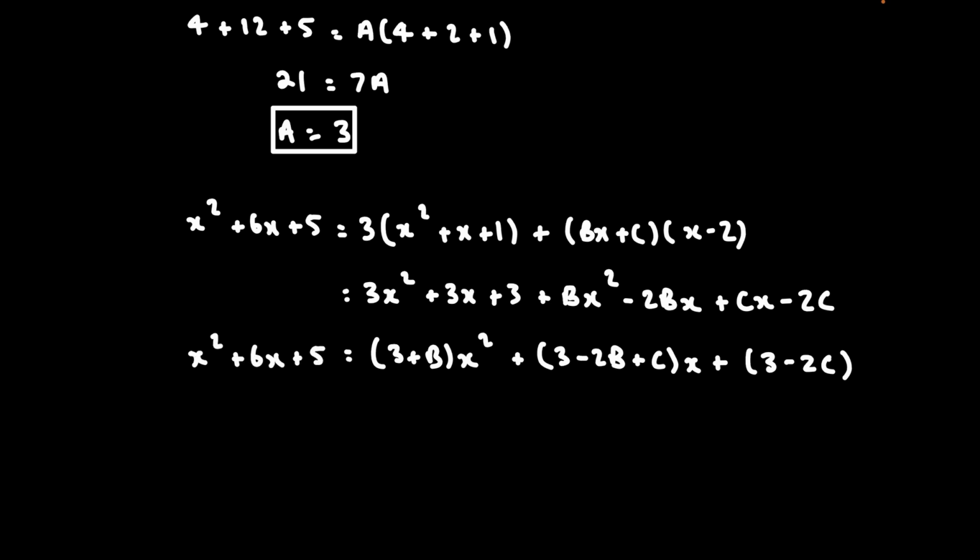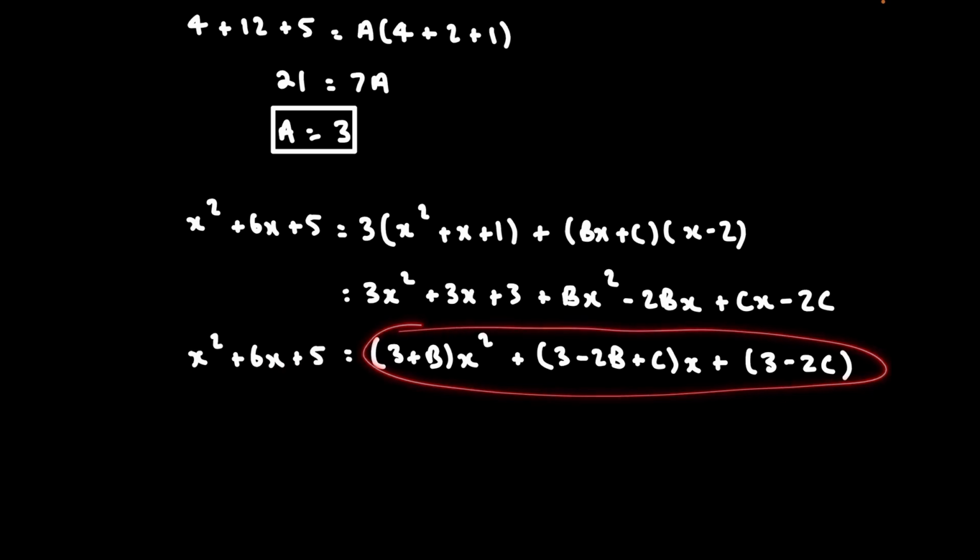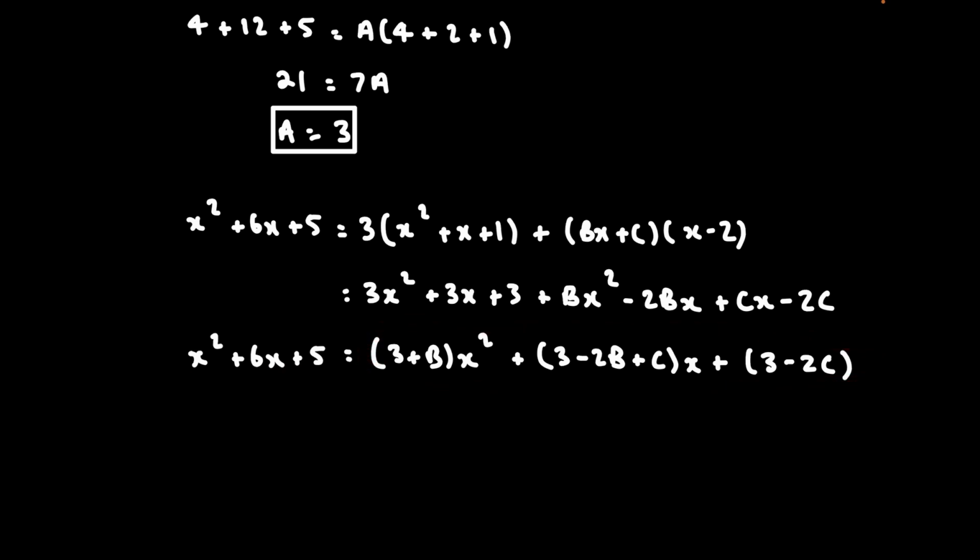So what you should notice here is I have a quadratic on this side and I have a quadratic on this side. So the coefficient of the x squared term should equal the coefficient of the x squared term on this side. The coefficient of 6x should equal the coefficient of x on this side, and the constant in this case should simply equal the constant.